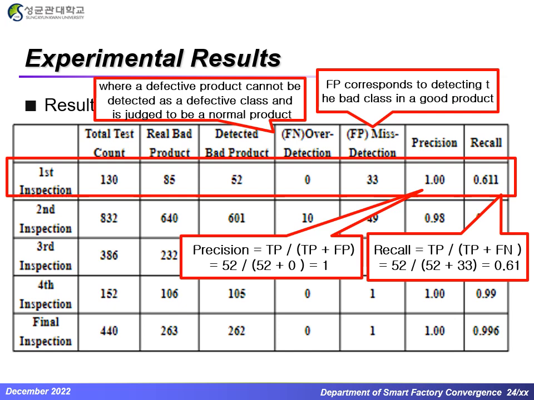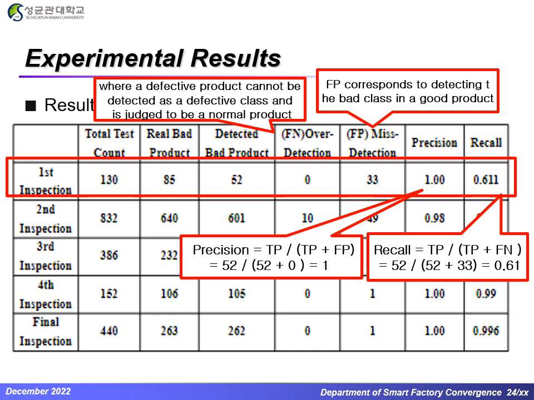For example, in the first inspection, 130 products were prepared and 85 defective products were included. Here we detected 52 defective products, and checking the products that were identified, 33 defective products were found among the products that were determined to be good. So, there are 33 FNs. Conversely, among the products identified as defective, there were 0 normal products, so FP will be 0.